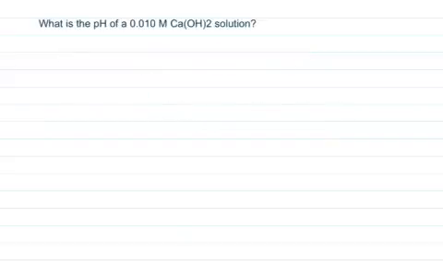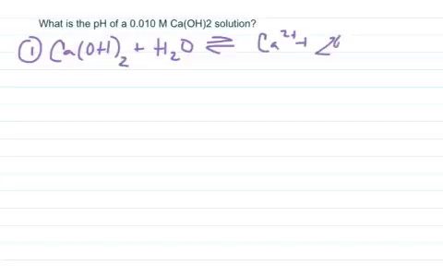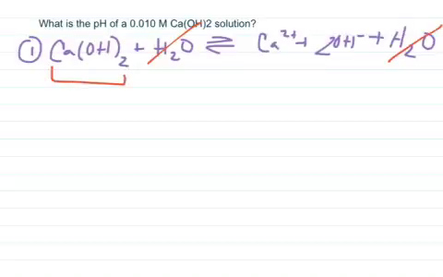What is the pH of a 0.01 molar calcium hydroxide, Ca(OH)2, solution? The first thing we're going to do is create a balanced equation. So calcium hydroxide, we're going to mix it with water, and we're going to form Ca2+, 2 OH minus, plus some more water. What happens is this water actually breaks apart right here, and what we're really looking at is the ions here.